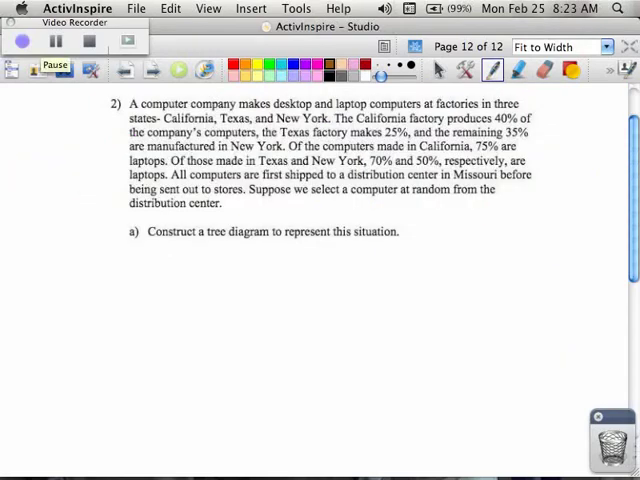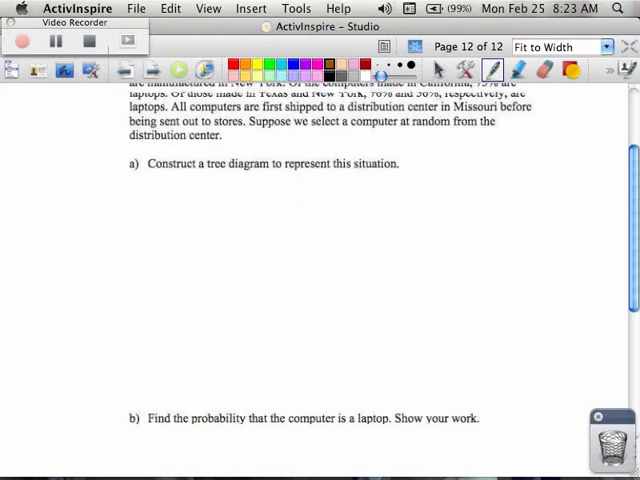So this computer company is making desktops and laptops in 3 states, California, Texas, and New York. California produces 40% of the computers, Texas 25%, and 35% are in New York. 75% of the California ones are laptops. Texas has 70% laptops, and New York has 50% laptops. And we want to ship them to a distribution center in Missouri before being sent out to stores. Let's look and make a tree diagram.